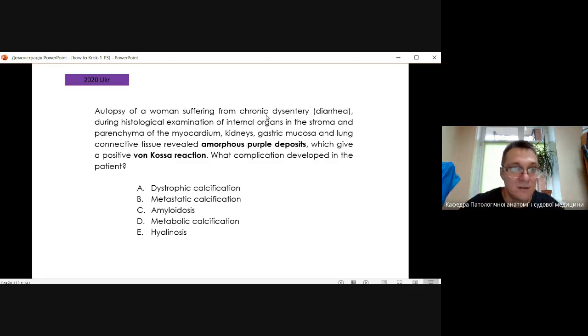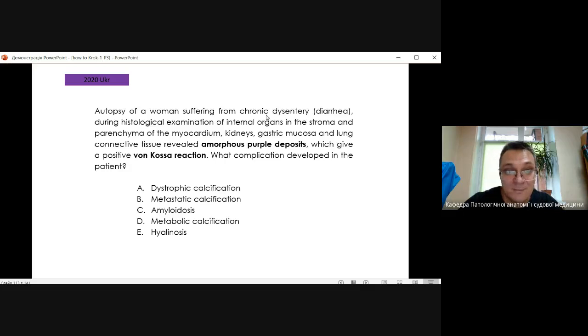And this is the brand new question. Autopsy of a woman suffering from chronic dysentery, chronic diarrhea. During histological examination of internal organs, the stroma and parenchyma of the myocardium, kidneys, gastric mucosa, lung, and connective tissue revealed amorphous purple deposits, which give a positive von Kossa reaction. Perfect, B. We are talking about calcification, because the von Kossa reaction is about the staining of calcium phosphate.